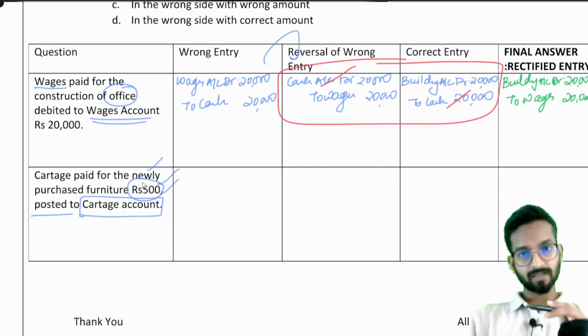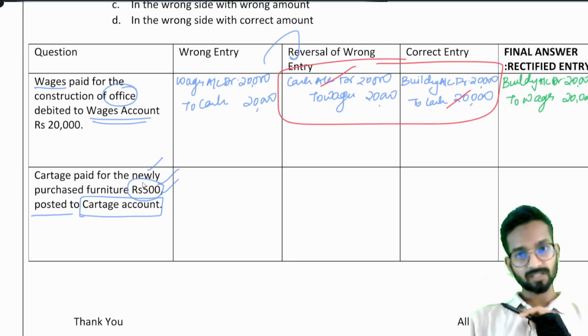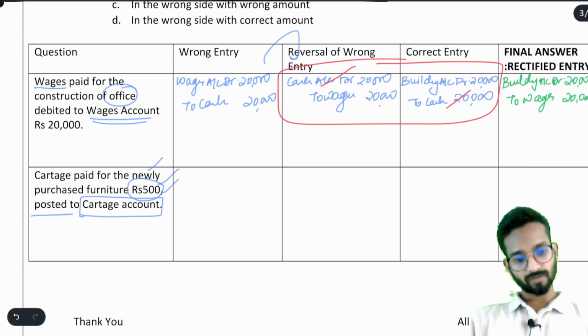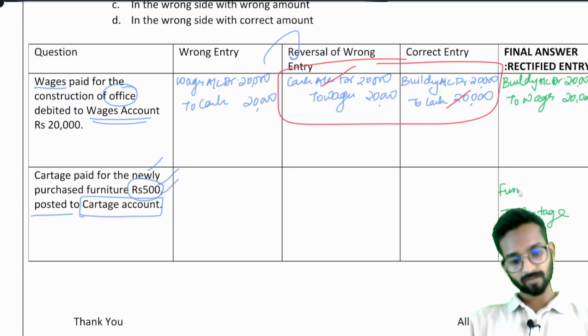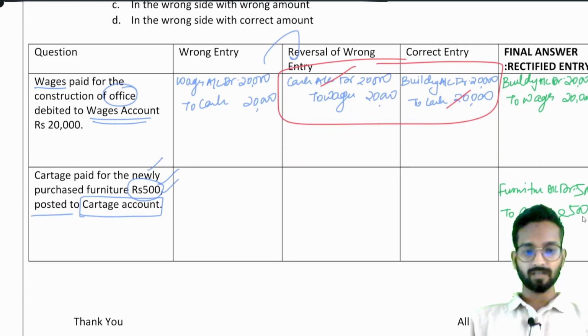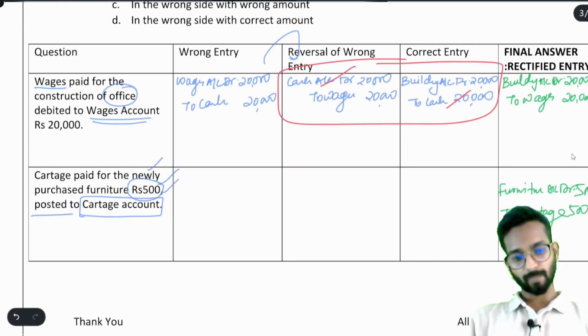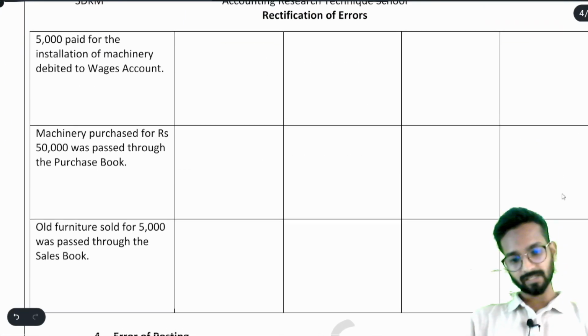I had to debit furniture. By mistake I have debited cartage. So that mistake of debiting cartage, how will I correct it? Credit the cartage. So I will write here to cartage. And what I was supposed to debit? Furniture. Furniture account debit to cartage, amount is 500 and 500. Understood? Very simple.